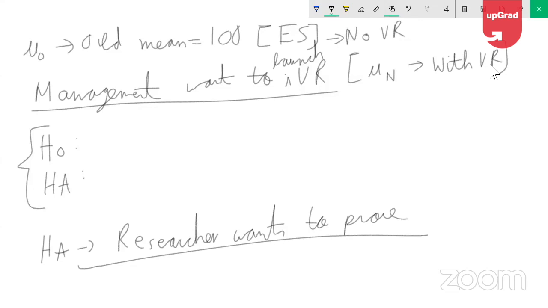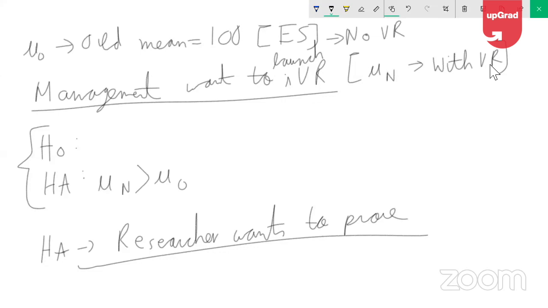So with respect to this business problem, what is the alternate hypothesis? The alternate hypothesis is going to be mu_n greater than mu_0, and mu_0 is equal to 100. We already know this, so this is the way we define the alternate hypothesis. So what is the null? The null is the complement of that.